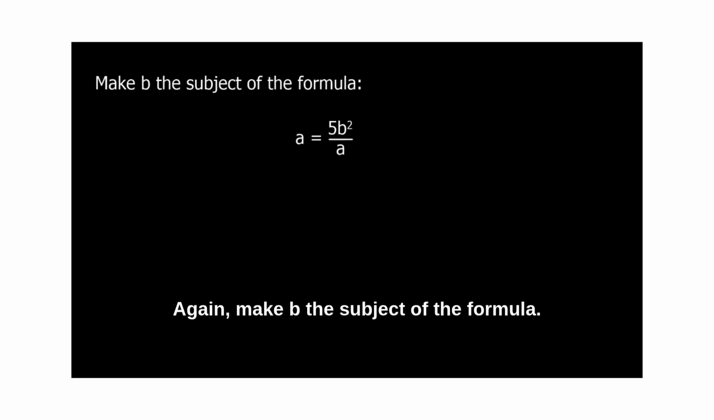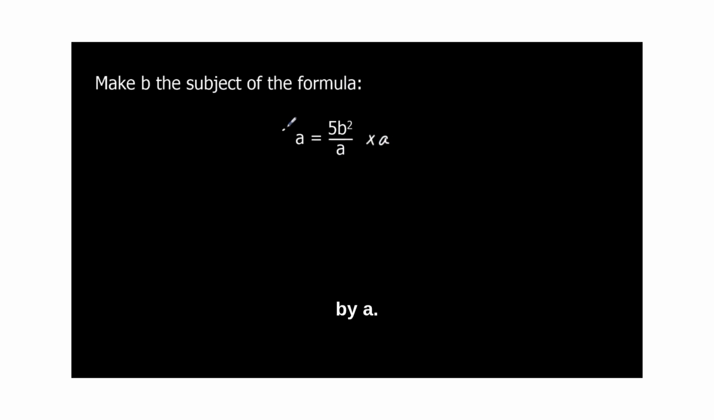Again, make B the subject of the formula. So this time, I've got A equals 5B squared over A. I'm going to get rid of this divide by A first. And to get rid of a divide by A, the opposite of divide is times. So I'm going to multiply both sides by A. So on the left, I've got A times A. And A times A, we can write as A squared. And on the right, I've now got 5B squared.